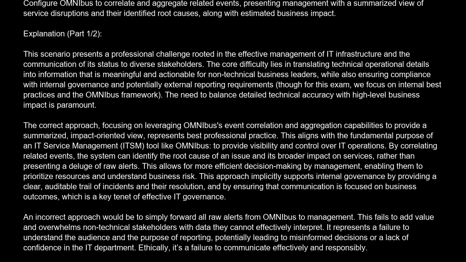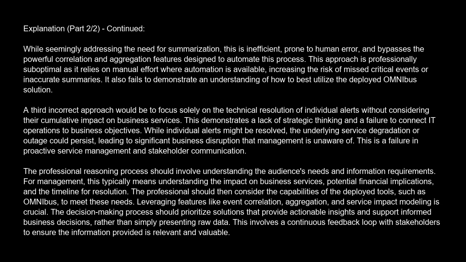Another incorrect approach would be to manually filter and summarize alerts without leveraging OMNIbus's built-in intelligence. While seemingly addressing the need for summarization, this is inefficient, prone to human error, and bypasses the powerful correlation and aggregation features designed to automate this process. This approach is professionally suboptimal as it relies on manual effort where automation is available, increasing the risk of missed critical events or inaccurate summaries. It also fails to demonstrate an understanding of how to best utilize the deployed OMNIbus solution.